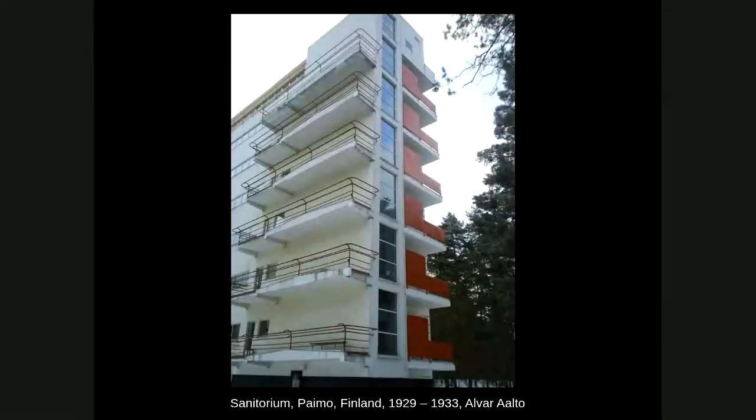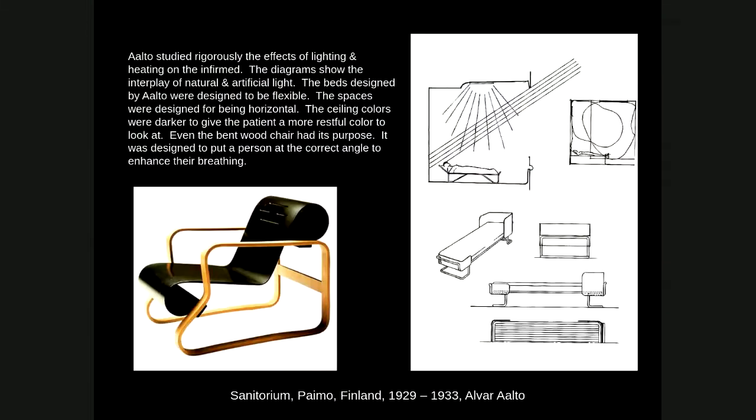Here's a view of the balconies that he creates, so that people could come out, sit, and get plenty of fresh air. And even some of the furniture he designs for it is meant to be beneficial to the TB patients here. So the chair that he designs, very modern, very sleek, but it's meant to allow a person to sit in just the right way that they can breathe a little easier, which is hard to do when you have TB.